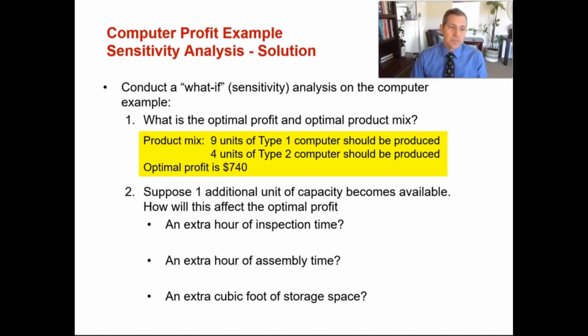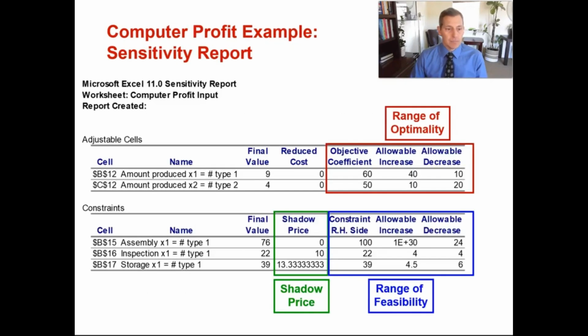Now suppose an additional 1 unit of capacity becomes available. How will this affect the optimal profit? So let's say we find an extra hour of inspection time. Okay, an extra hour of inspection time. Well, I just talked about that for the last 2.5 minutes. So your shadow price is $10.